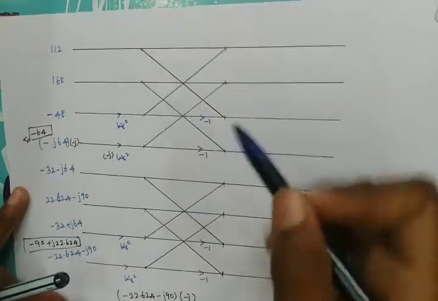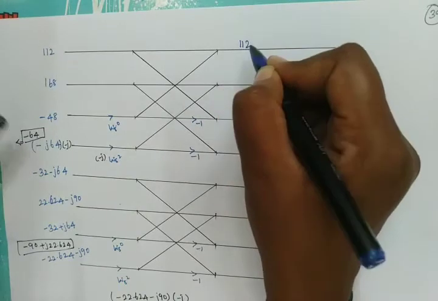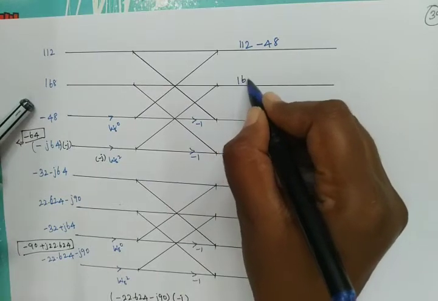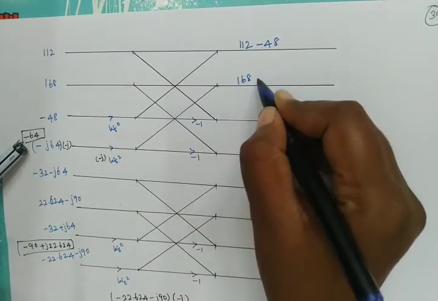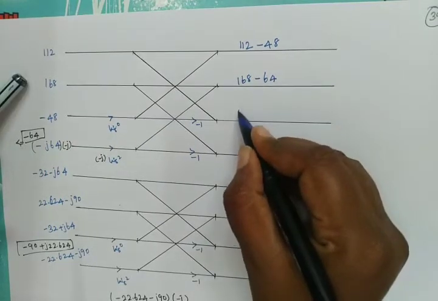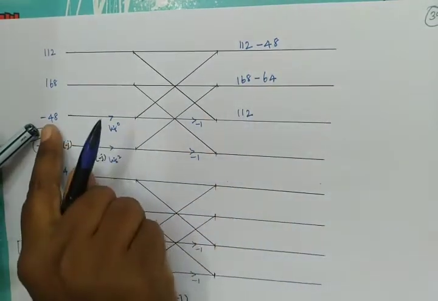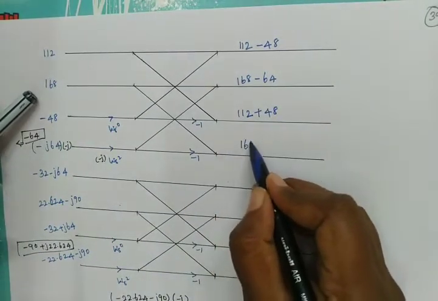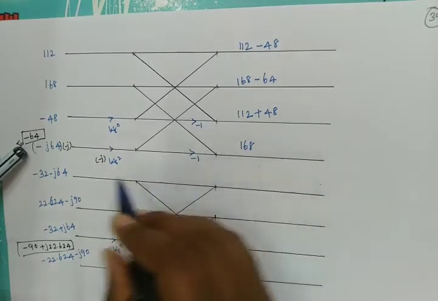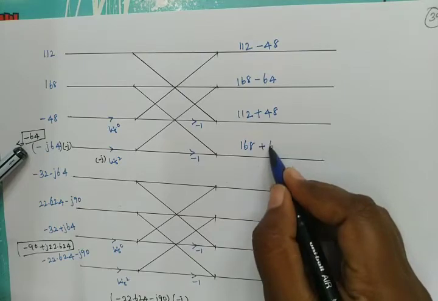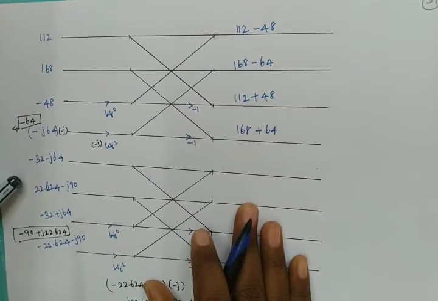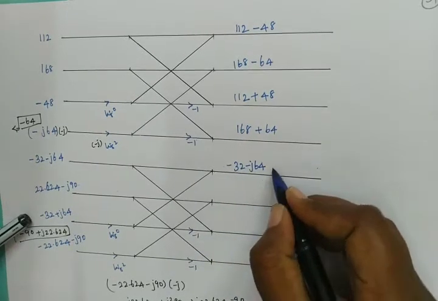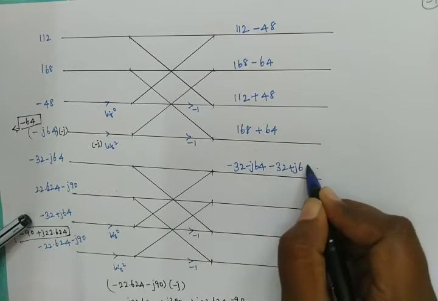Now what is the next step here? Now check here. Here it is 112, 112. Then minus 48. Here it is 168 and here it is minus 64, minus 64. And now here it is 112 and here it is minus 48. Minus into minus will become plus 48. And now here it is 168 and here it is minus 64. So minus into minus will become plus 64. Then the next one. Let us proceed. Minus 32 minus J 64. Here it is minus 32 plus J 64.